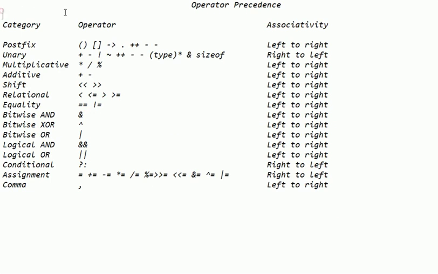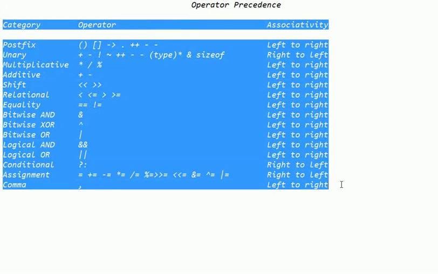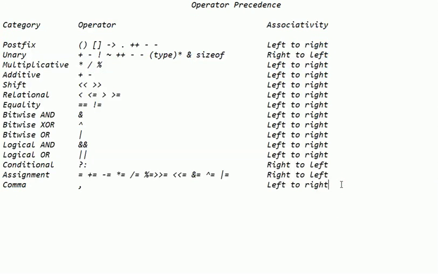This table here shows the operator precedence, that is, how the operations are performed in the C language. I suggest you please pause the video and make note of it.